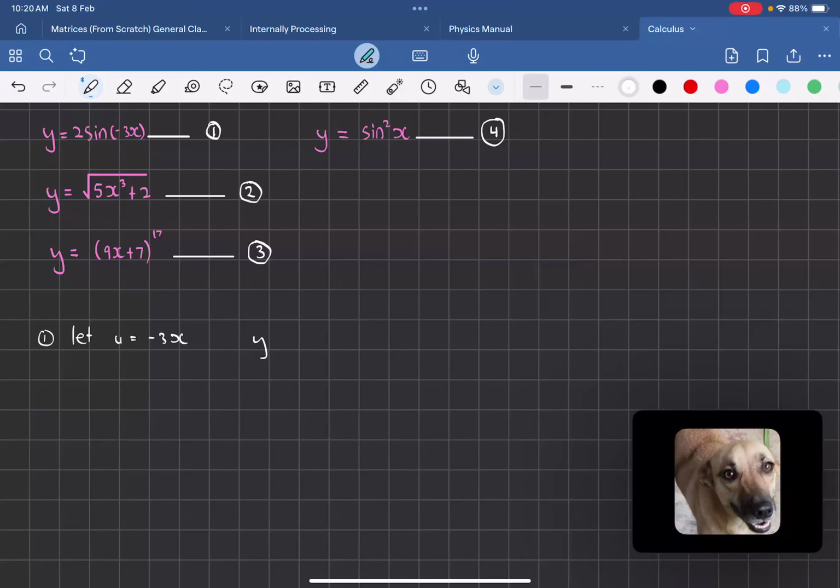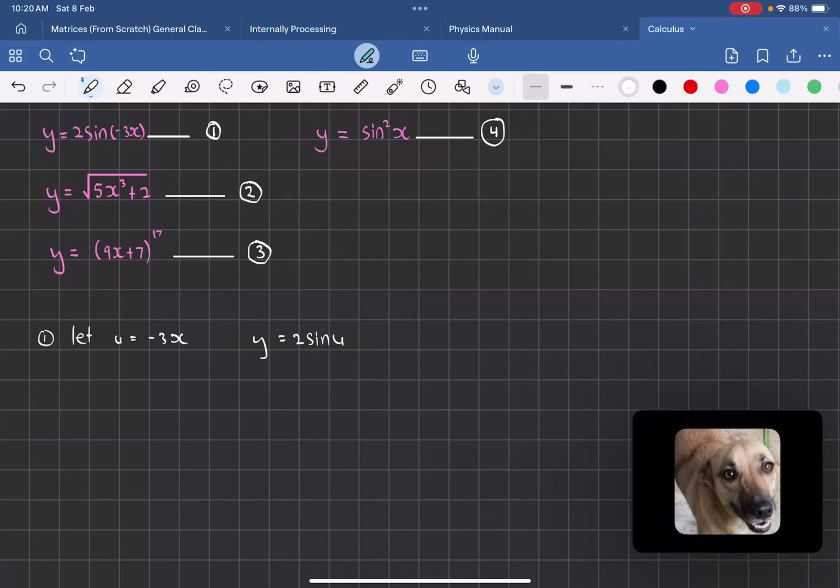If u is equal to minus 3x, what would y be equal to? So Nicholas, we're saying that minus 3x, this whole thing, is u. So that would make y equal to? Again, we're saying u is equal to minus 3x. So anywhere you see minus 3x, we're going to replace it with u now. So y would be equal to? 2 sine u. Correct.